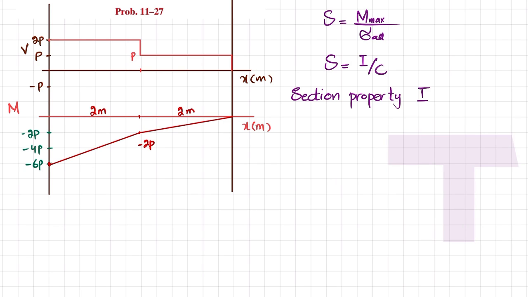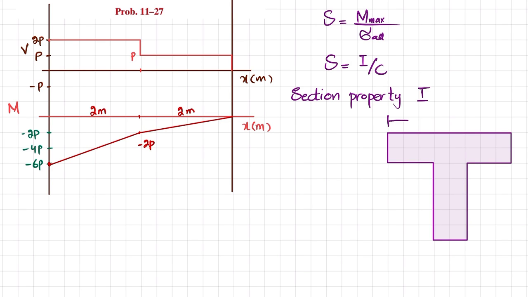It's not correct. Let me draw it like this. So this is the T beam. This width is given as 150 millimeter. So in meter, it will be equal to 0.150 meter.